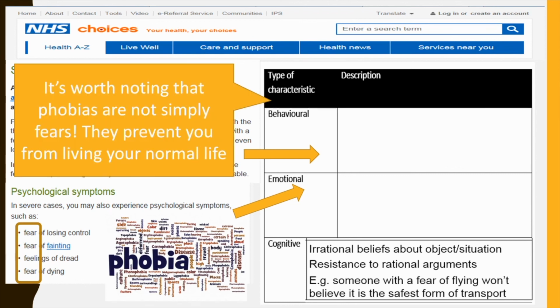So as I said to you, you might want to write on just above that table that it's worth noting that a phobia is not a fear. They prevent you from living your normal life, and that is going to be very, very important to you for the next part of the lesson.